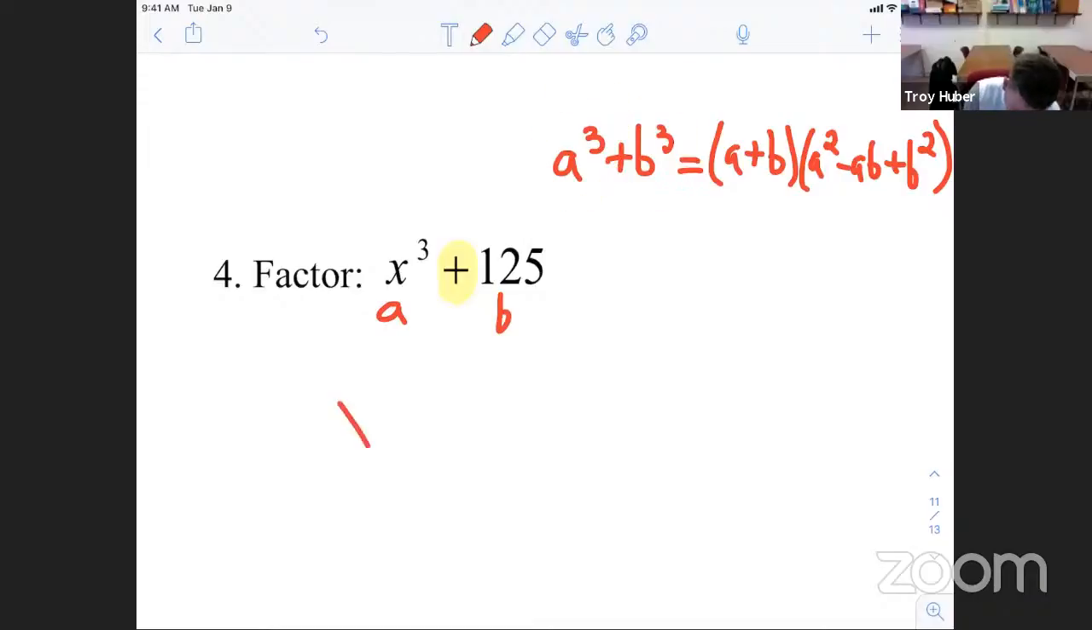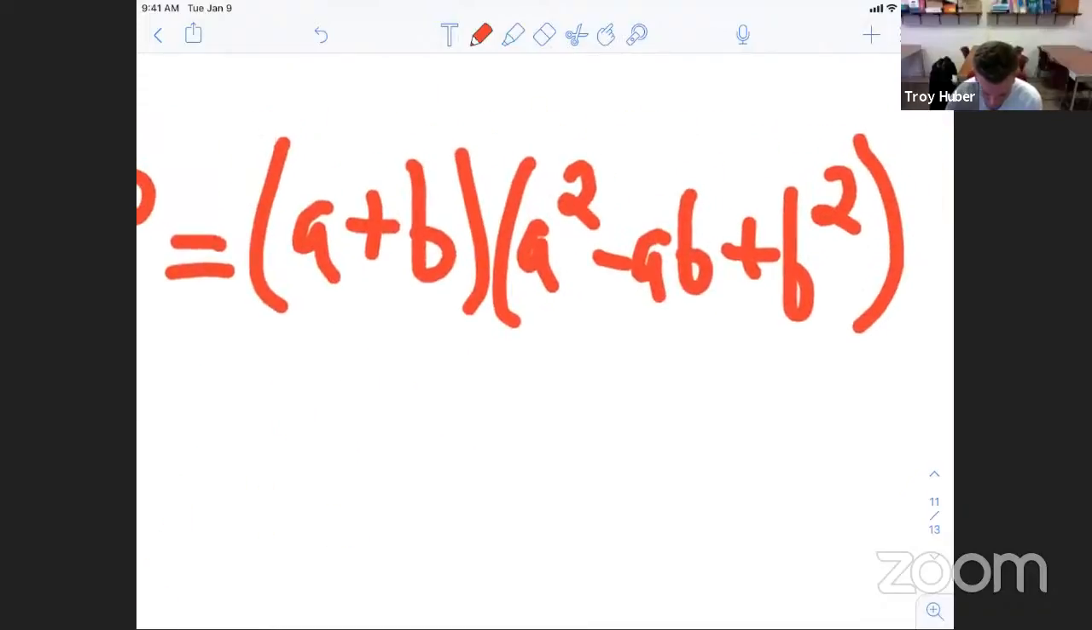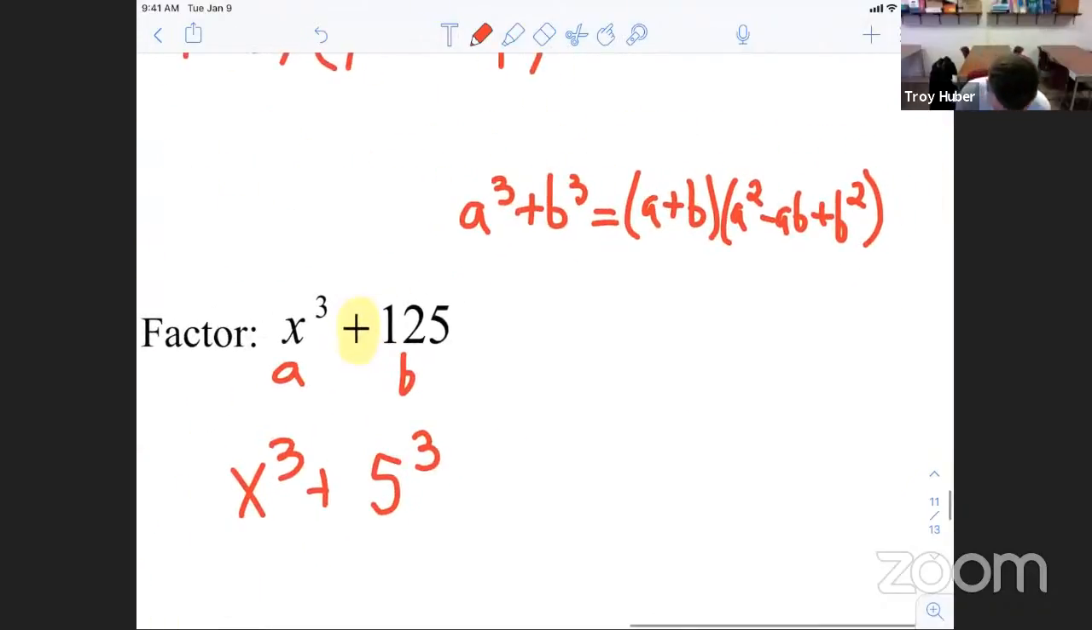Well, we already have x cubed, so that was easy. But now we want b cubed. And you see how b is 125. Well, it turns out 125 is 5 cubed. So I'm going to rewrite this as plus 5 cubed. Okay, so this would be how we would factor it. So now let's factor it.